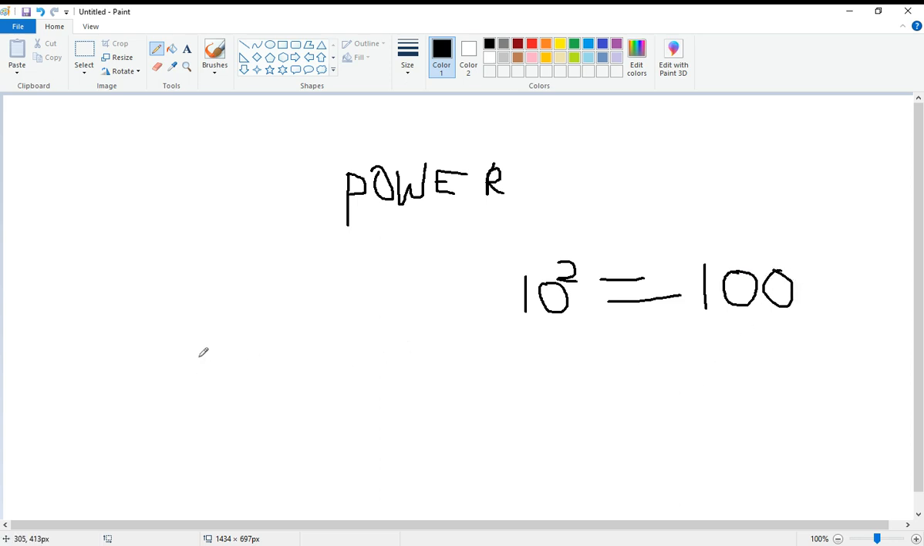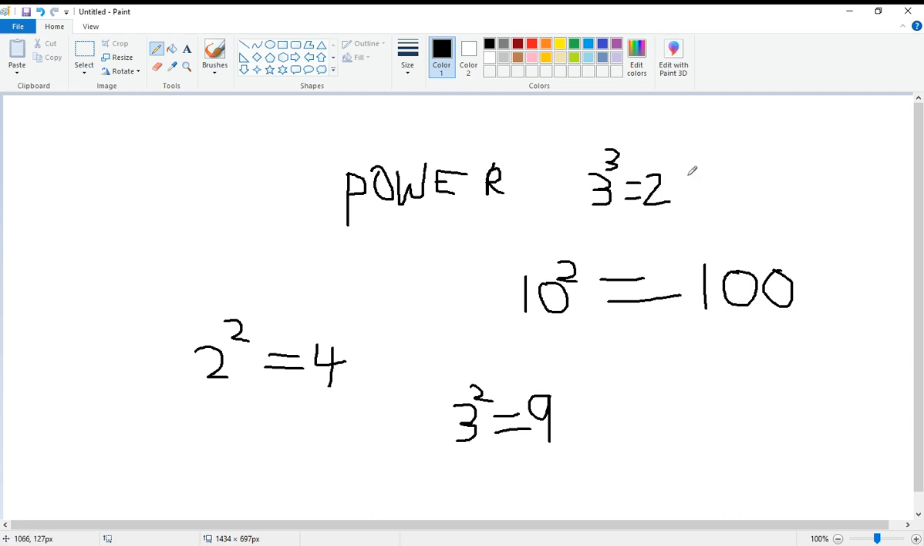So if I said 2 squared, the power would be 4. If I said 3 squared, the power would be 9. If I said 3 cubed, the power would be 27. Base, exponent, power. B-E-P. BEP. All right, that's everything.